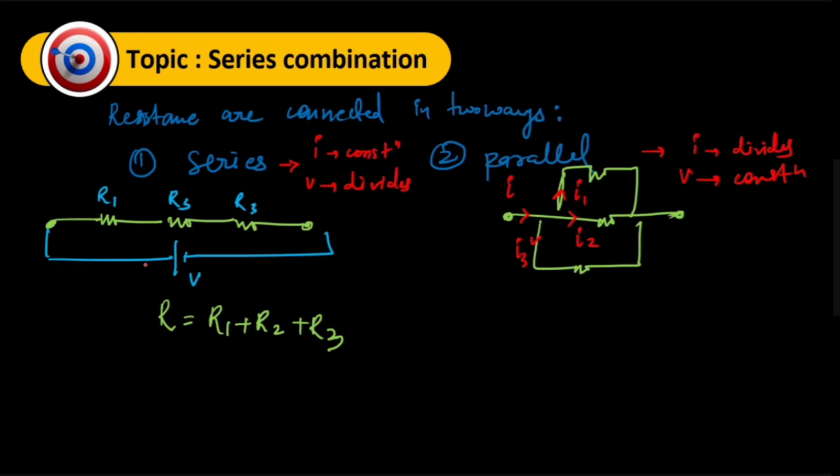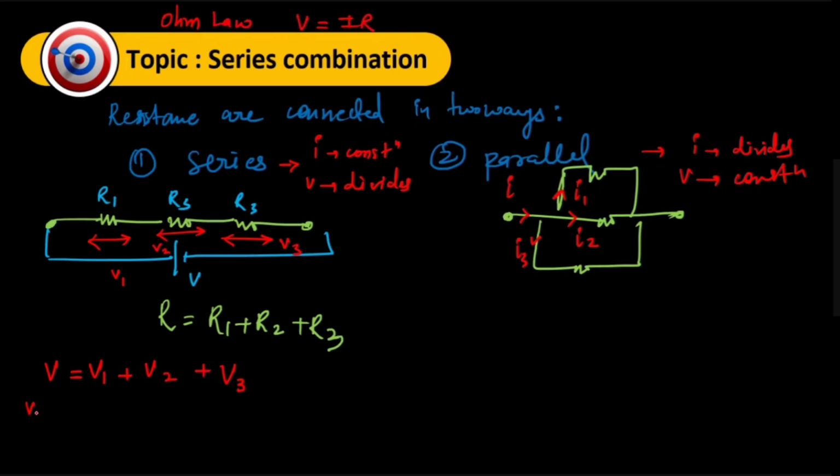But in series, it's different. There must be some potential drop, which is V1, V2, and V3. So that V can be written as V1 plus V2 plus V3. We'll apply Ohm's law again. And what does Ohm's law say? That V is nothing but IR.